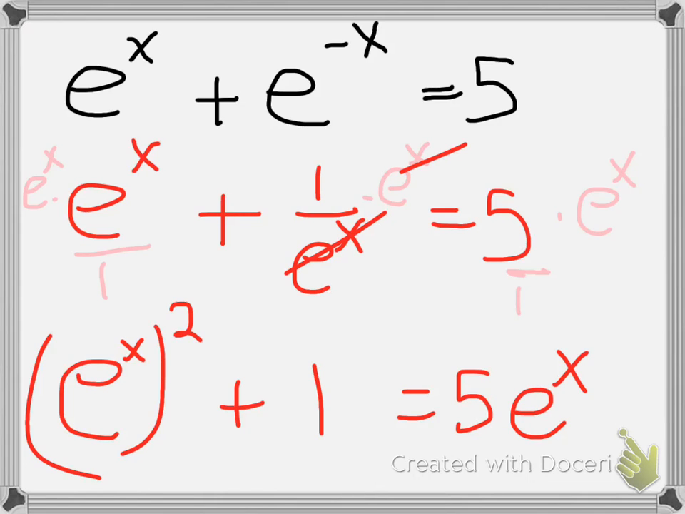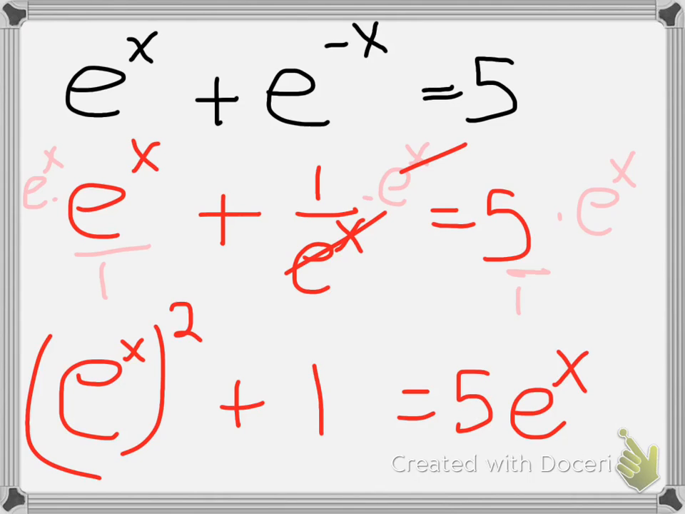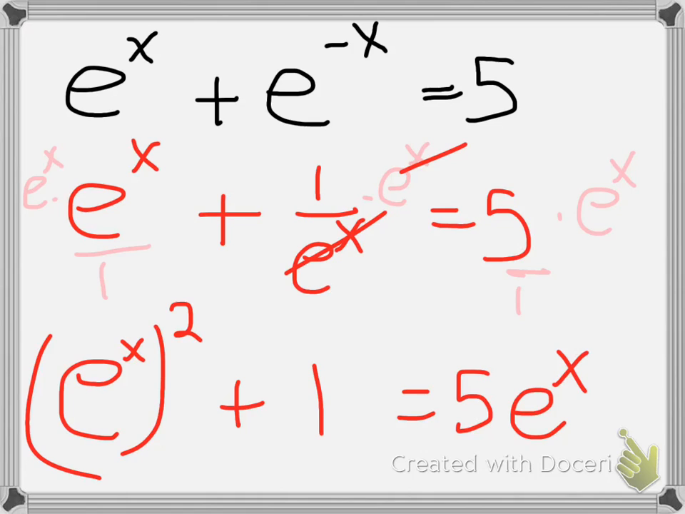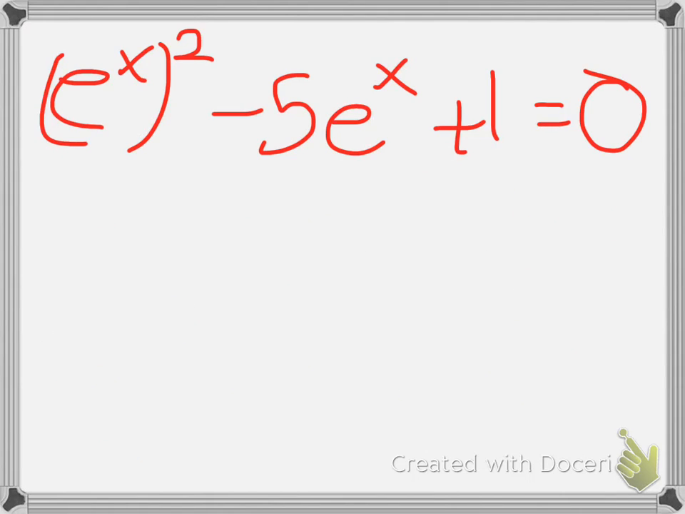So the next thing that I'm going to do, this one's a little bit tricky. I'm going to get all the e to the x's, all those exponentials, on one side of the equal sign. So that will become e to the x squared, minus 5e to the x plus 1 equals 0. Yep, that's what we ended up with.